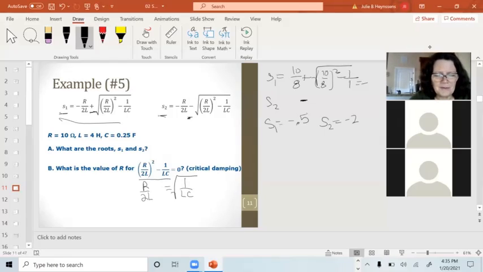So I multiply by 2L, and I get R equals 2L over the square root of LC. Oh, I'm frozen. Okay, we will come back.